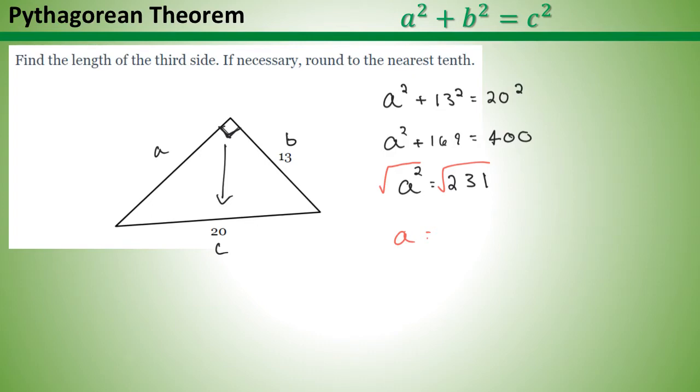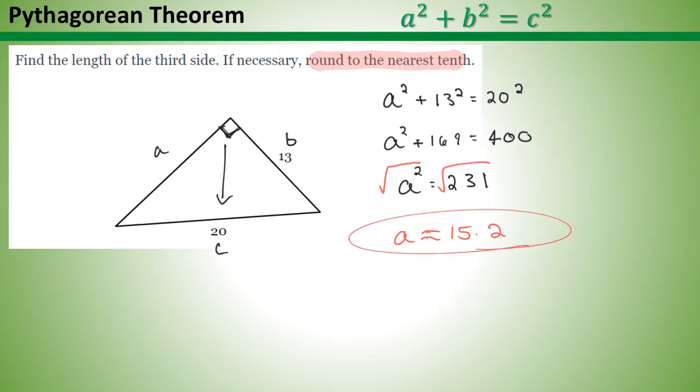let's use our calculator for that, and notice the instructions say to round to the nearest tenth, so we want to make this a decimal. So square root of 231, and that is 15.2. And since we're rounding that, we're going to say this is approximately 15.2. And that is our missing side.